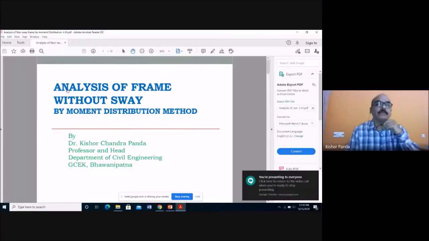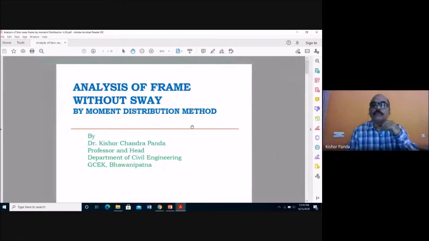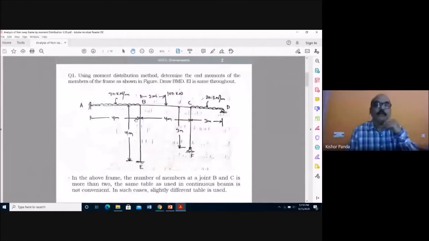So in last class, we discussed the analysis of frame without sway by moment distribution method. Today also I will go through this problem. This is the problem A, B, B, C, C, D. So this problem you have to solve by moment distribution method.